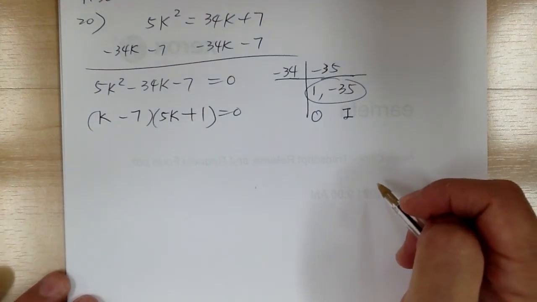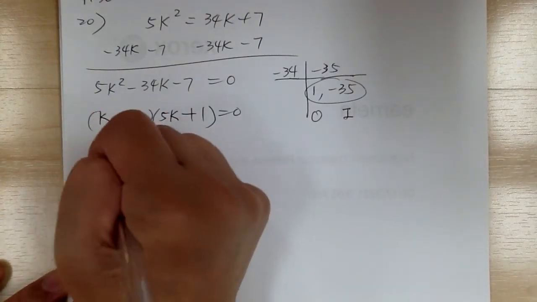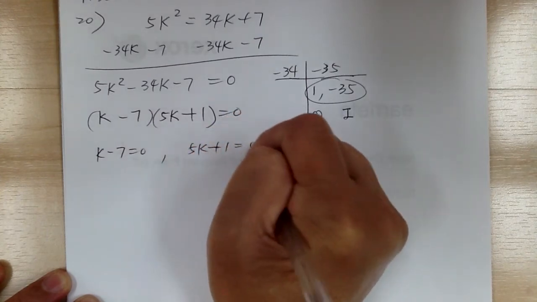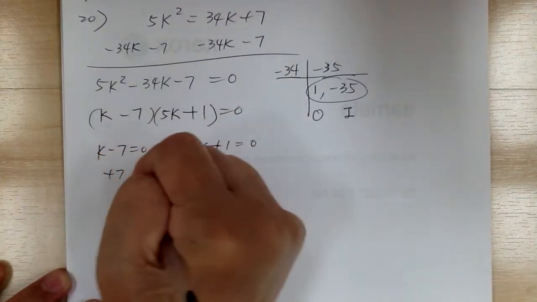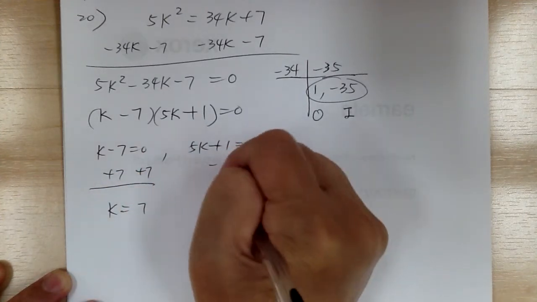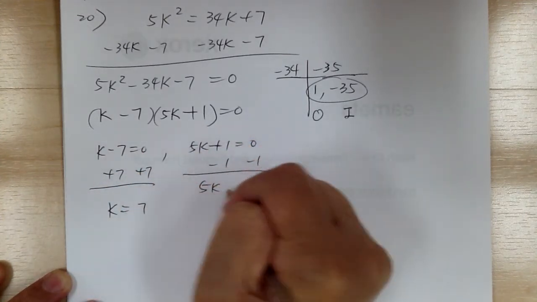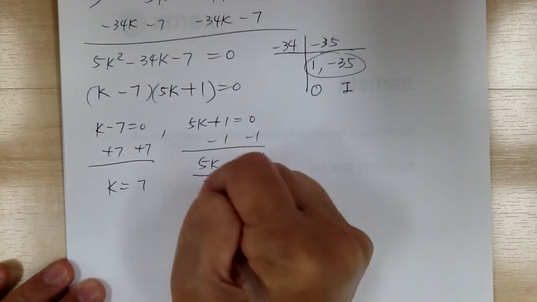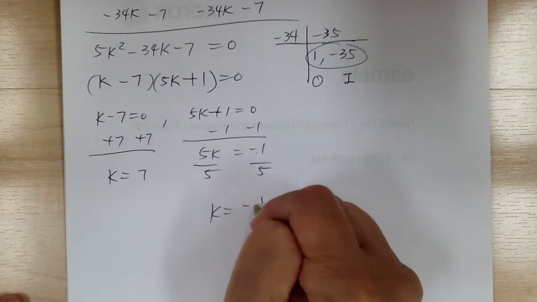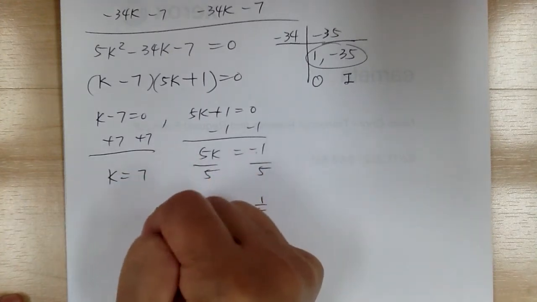Okay. And after that, set each part equal to 0. Okay, and then go and solve. So you got k equal to 7, and from here you can minus 1 on both sides. And then you divide by 5. So k equal to negative 1 over 5, and from here you got k equal to 7.